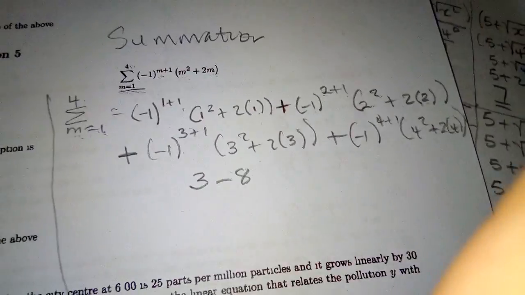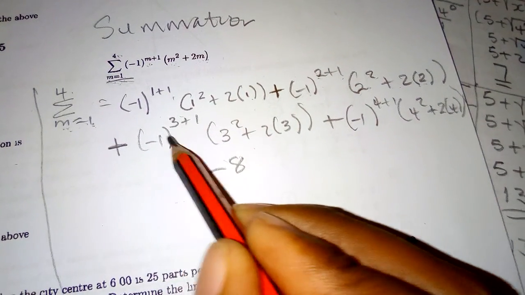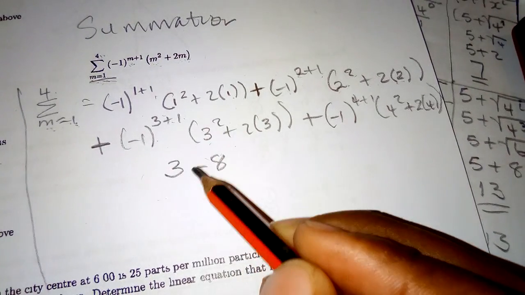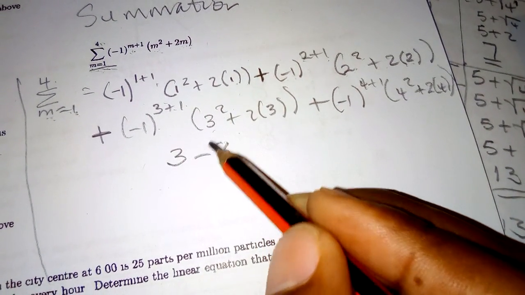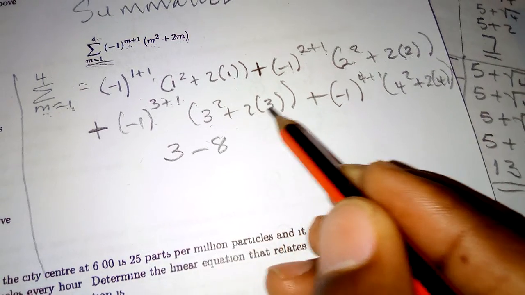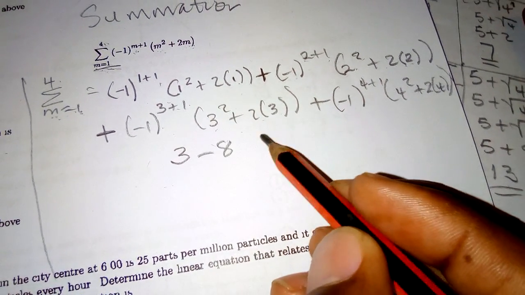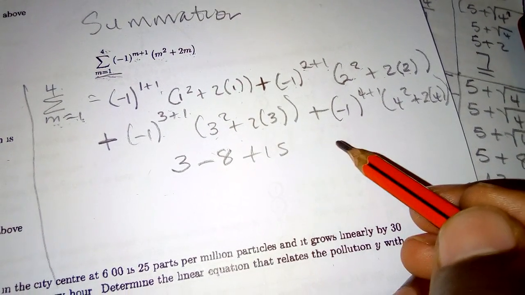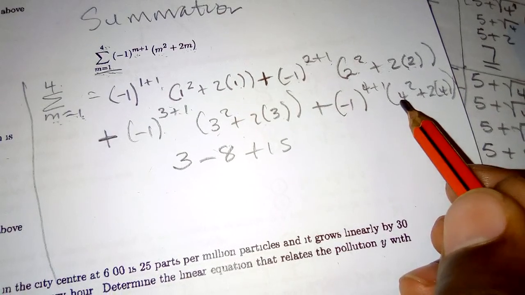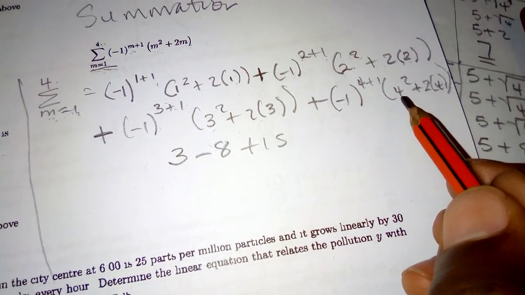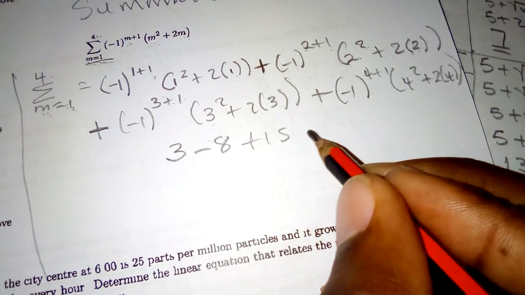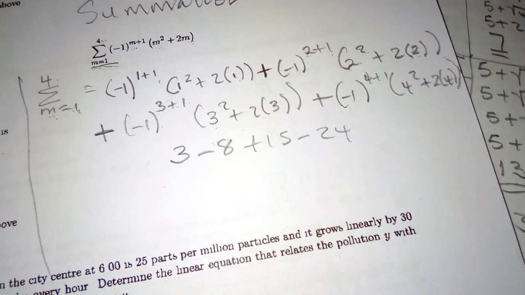I'll come here again and say negative 1 to the power of 3 plus 1 is going to give me positive 1, and 3 to the power of 2 is 9. 9 plus 6 is going to be 15, so it's going to be positive 15 here. And then this will give me negative 1 times what? 4 to the power of 2 is 16. 16 plus 8 is going to be 24, so it's going to be negative 24. So now I'll say 3 minus 8.